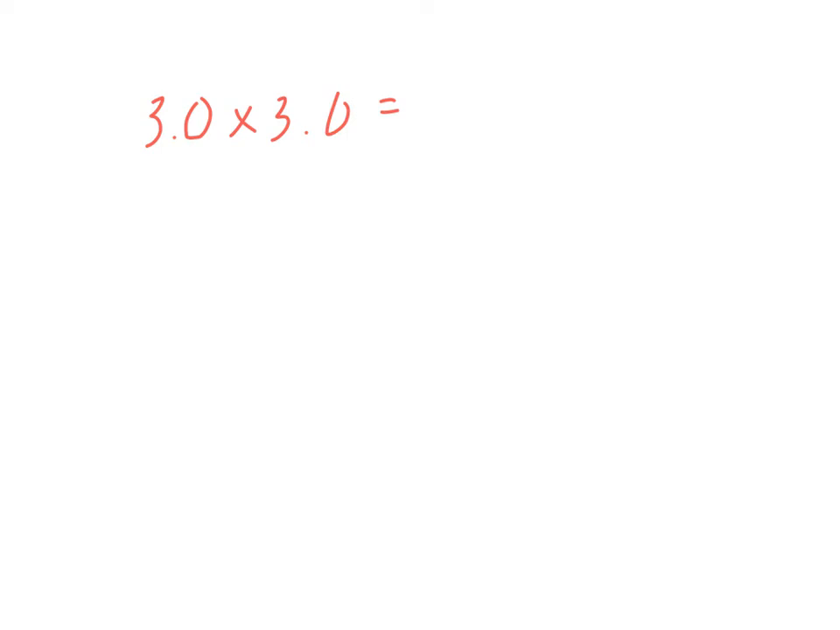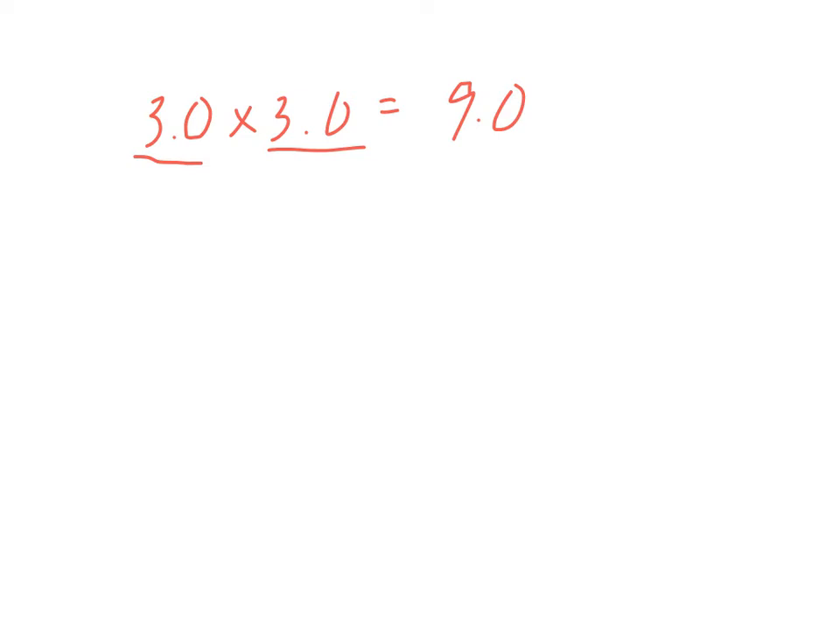So according to what we just learned, the measurement's accuracy should be reflected in the product of 2 or 3 or 4 numbers. So if you multiply 3.0 by 3.0, since this has 2 places and 3.0 has 2 places, my answer should also have 2 places of accuracy.